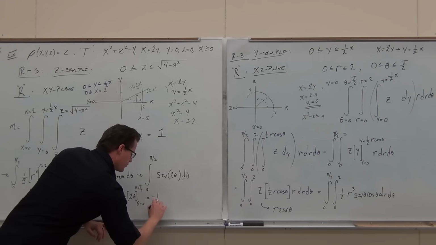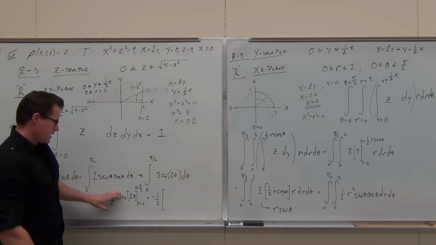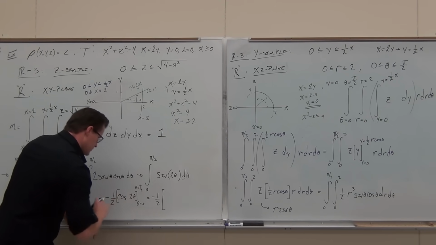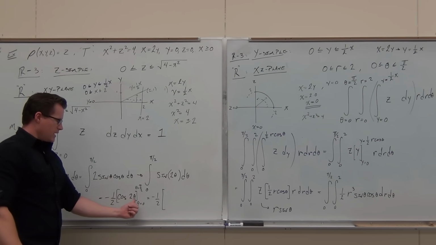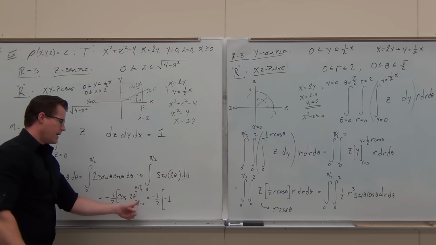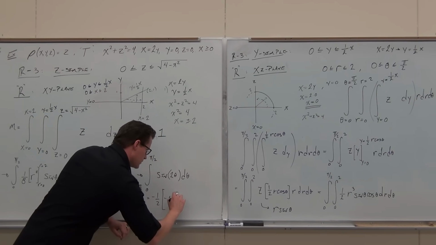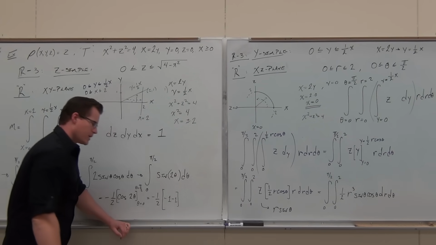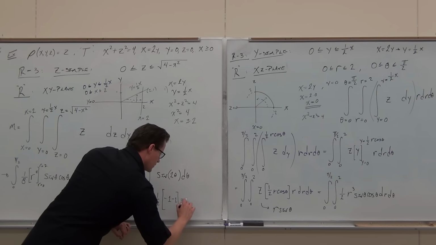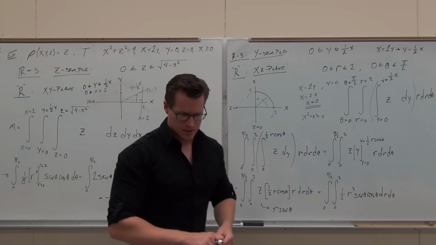Which means we get negative 1/2 times cosine of pi minus cosine of 0. And we got negative 1/2 times negative 2. Negative times negative is positive, we get 1. Same thing. You get the same thing either way.